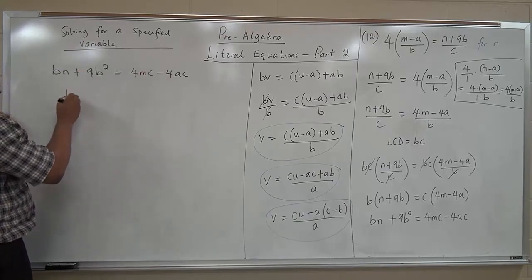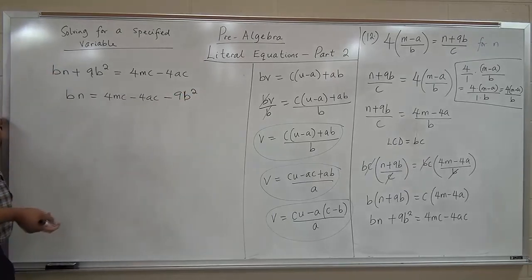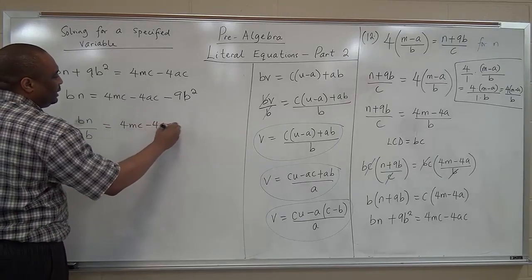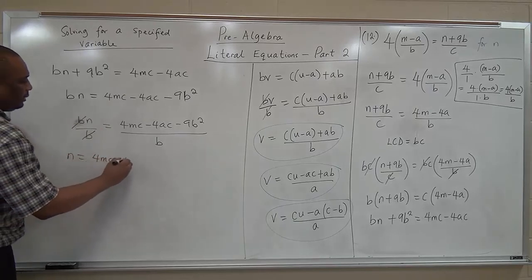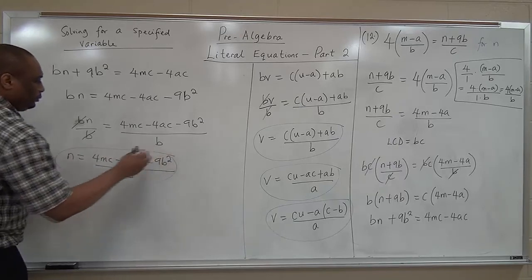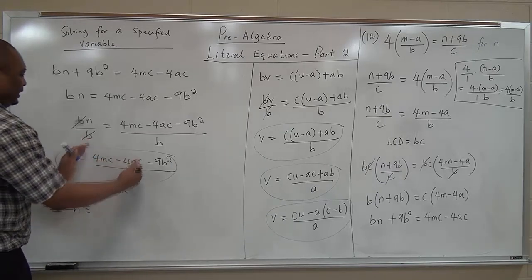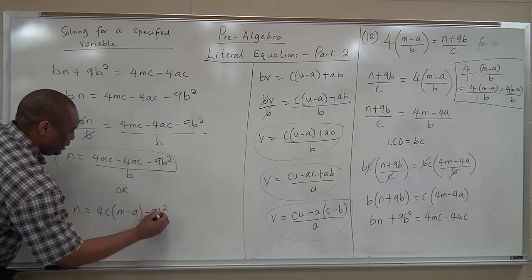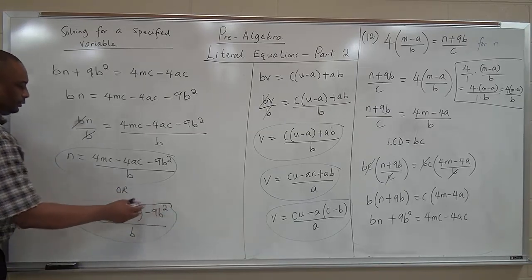Subtract 9b squared from both sides. So bn is 4mc minus 4ac minus 9b squared. Divide both sides by b. We now have bn divided by b is 4mc minus 4ac minus 9b squared all over b. B divides b, so n is 4mc minus 4ac minus 9b squared all over b. This becomes your answer. Or, if you still want to play with mathematics, if you factor this side by the GCF, n is 4c times m minus a, then minus 9b squared over b. This is still correct, if you want to.